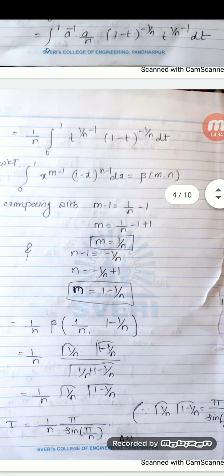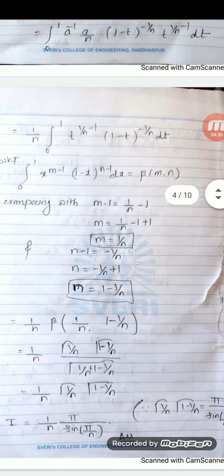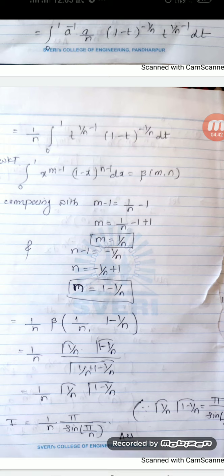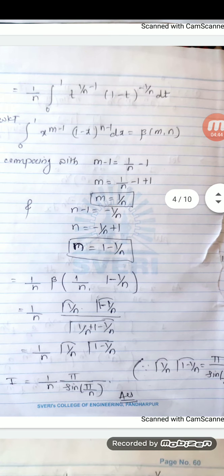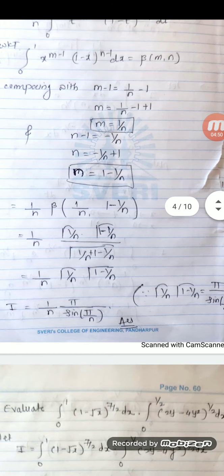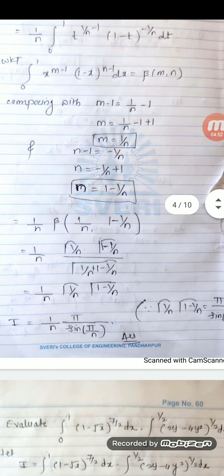Use the definition of beta function, that is x raised to m minus 1, which is nothing but the value 1 by n minus 1, and the value of n minus 1 is nothing but minus 1 by n. After simplification we will get the values of m and n as 1 by n and 1 minus 1 by n. Put all these values in the result, 1 by n as it is, which this example contains already in this previous step.